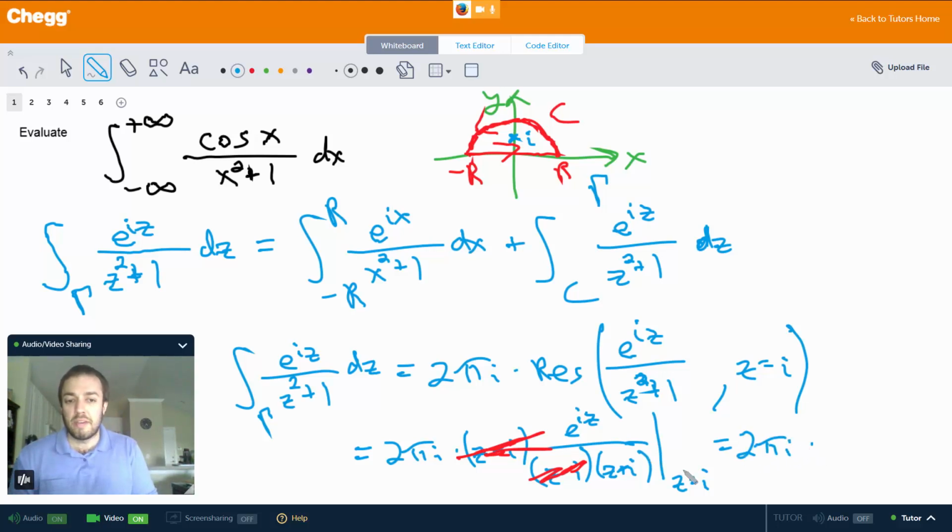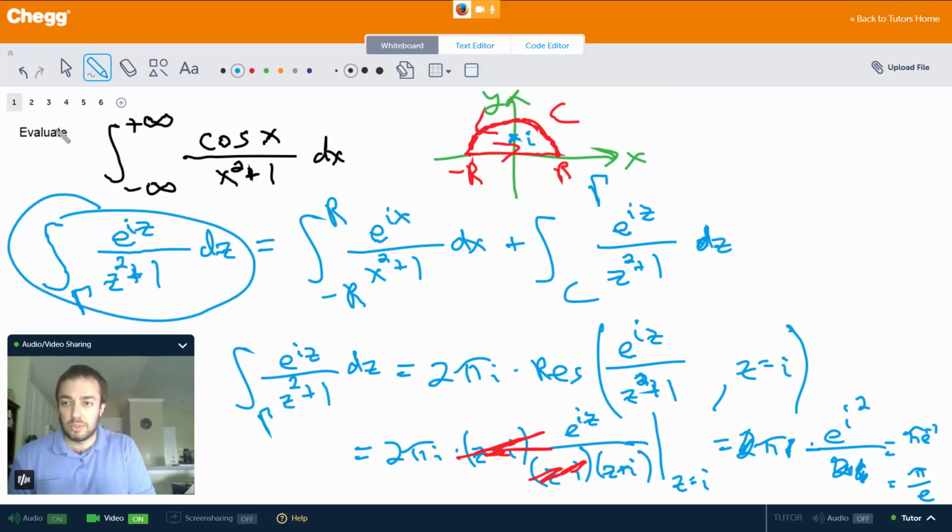Well, remember, we're evaluating at z equals i. So this is e to the i squared. And then on the bottom, we have i plus i, which is 2i. Okay, so 2 cancels with 2, i cancels with i, that's wonderful, and then i squared is -1, so what we have then is pi e to the -1, which is really just the same thing as pi over e. Okay, so what we just found out then is that this left-hand side is equal to pi over e.